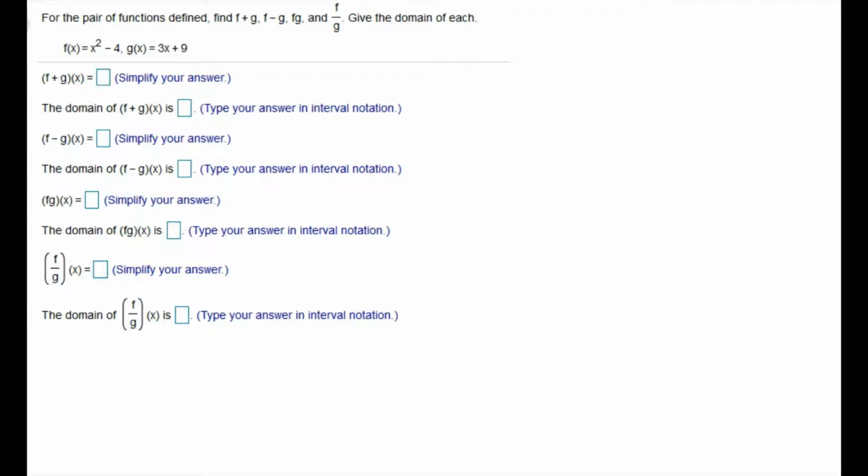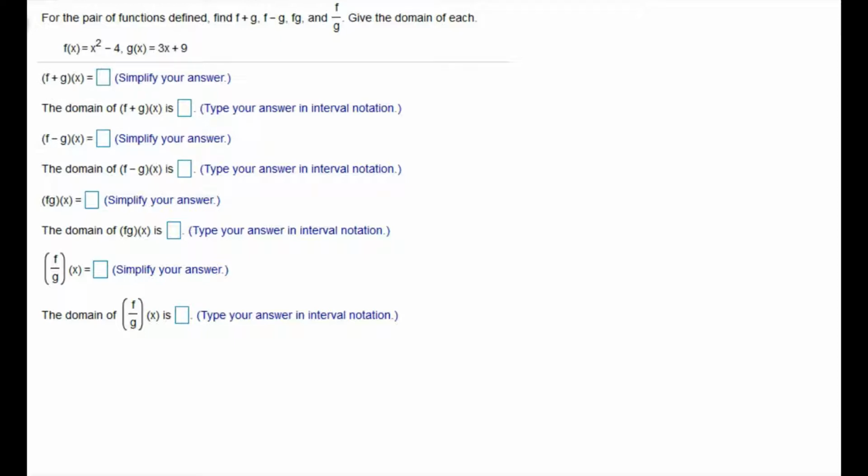For this example, we have, for the pair of functions defined, find f plus g, f minus g, f times g, and f divided by g. Give the domain of each. So our functions, f of x equals x squared minus 4, and g of x equals 3x plus 9. First thing we want to find is f plus g.